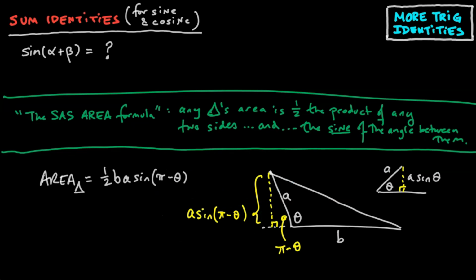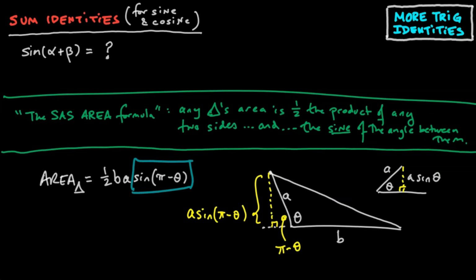Hey, but wait a second. This isn't what we had before. This says that the area of the triangle is the product of the two sides, A and B, and the sine of the supplement of the angle. I thought it's supposed to just be the sine of the angle. That's what it says right here, after all. But don't worry. Don't worry.